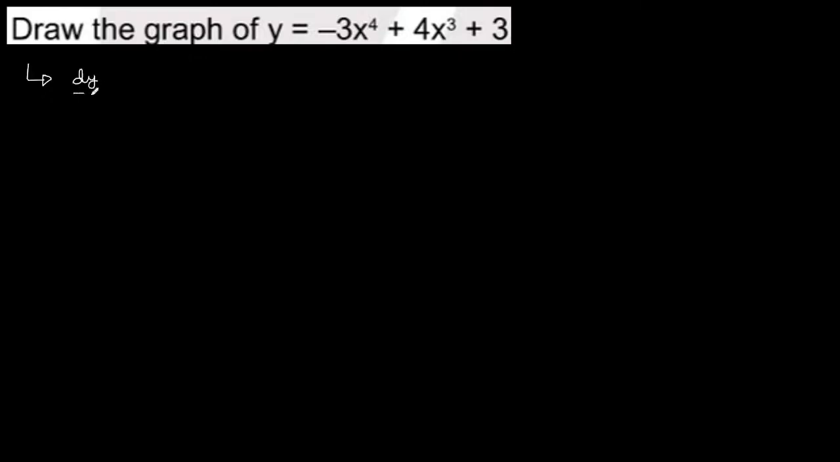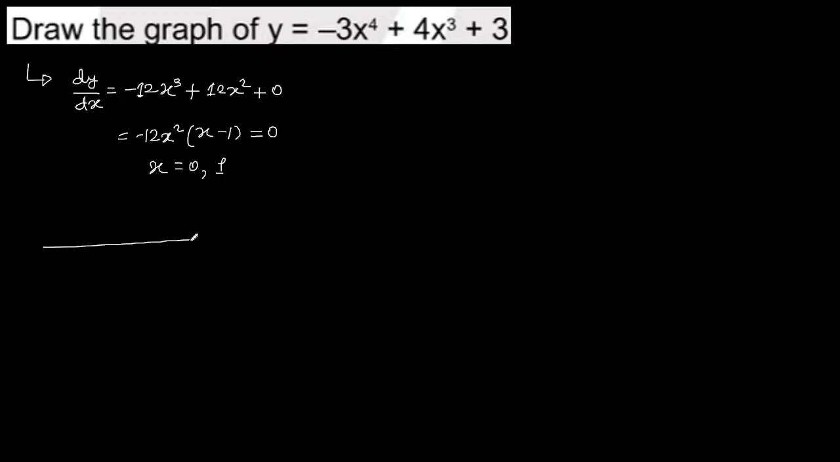Now if we go with this, dy by dx, this is minus 12x cube plus 12x square plus 0. Now we can say that minus 12x square is common. We have x minus 1 equal to 0. x is equal to 0 and 1.